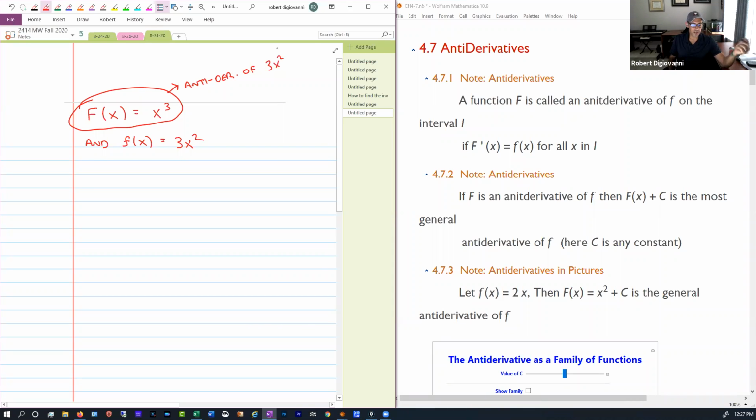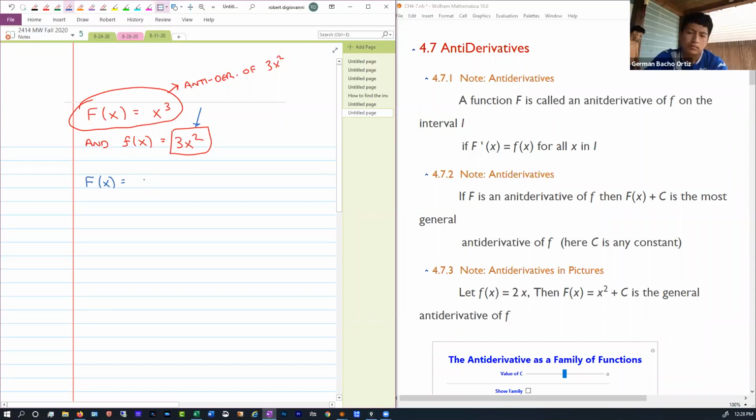Because when you take its derivative, you get 3x squared. We touched on this, and I know a lot of you came over from Cal 1, y'all talked about this already. Is that the only antiderivative of 3x squared? Is there another one? Could I have a different capital F of x that would also be an antiderivative of this 3x squared? Someone give me an example. Any function that when you take the derivative of it, you get 3x squared.